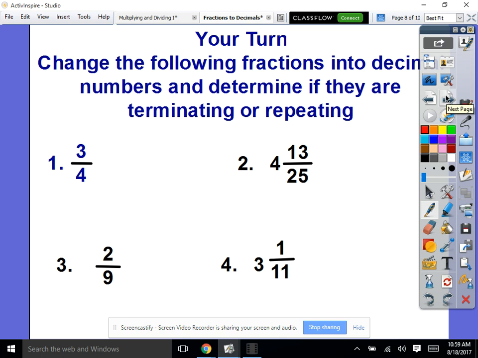So here are your turns. I want you to work on those. I want you to show your work. Use long division just like we did in the examples. And we will work on those tomorrow in class.